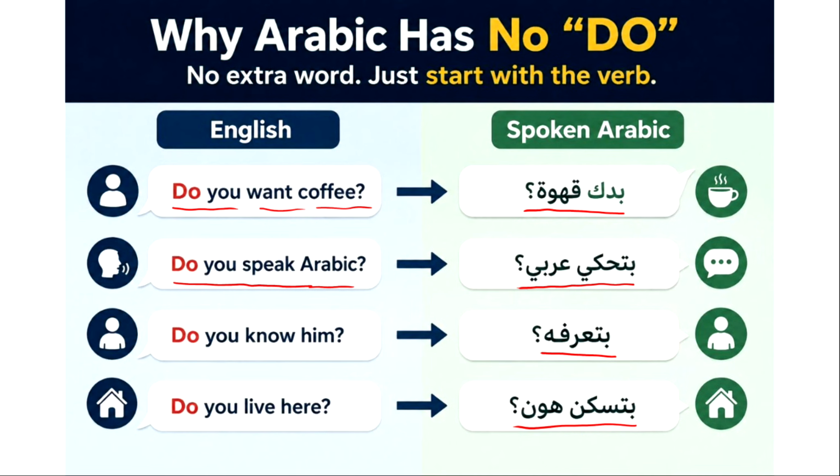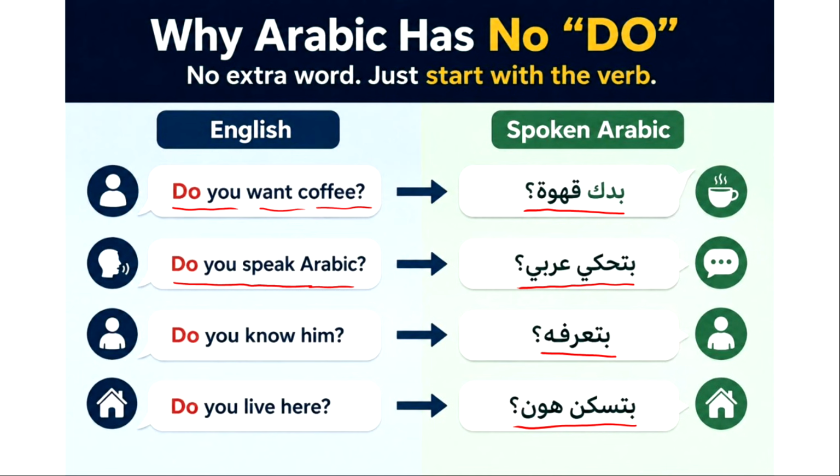Look carefully at this example. The pattern is always the same. Every English question begins with do, but in spoken Arabic, every question begins directly with the verb. No extra word. Just start with the verb and continue with the rest of the sentence.